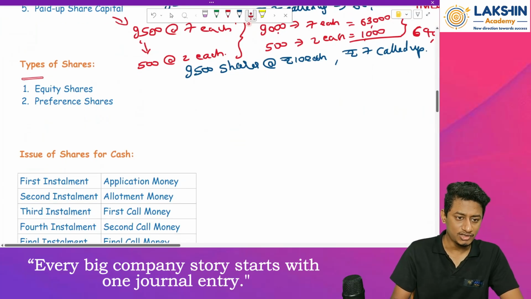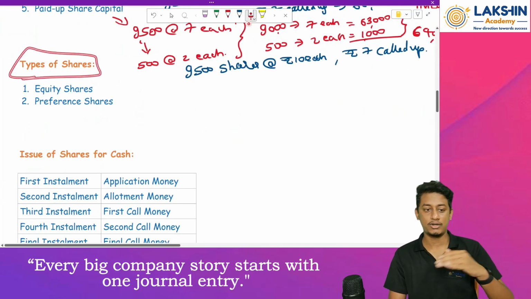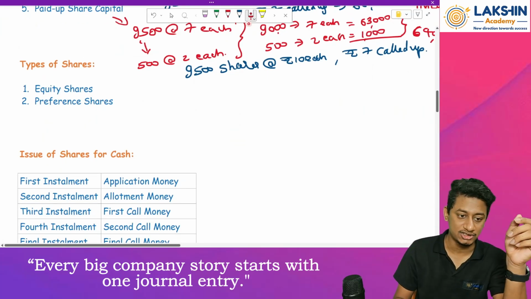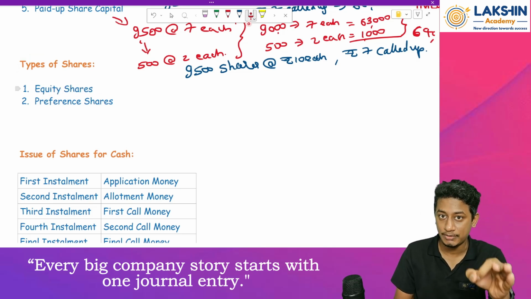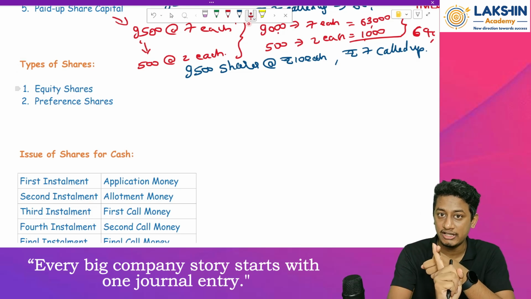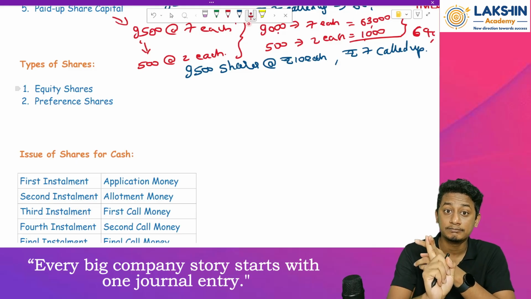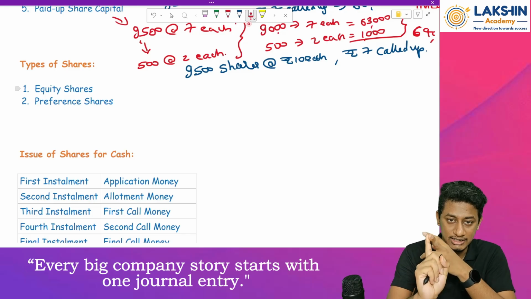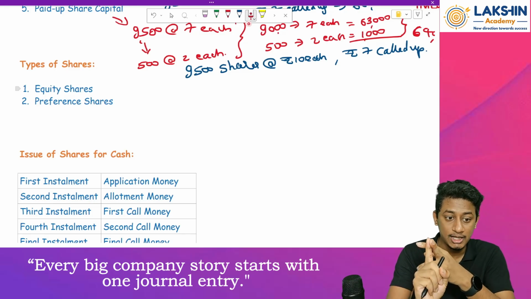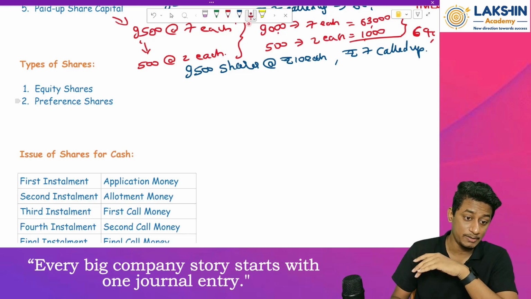Now, types of shares. I will not go in depth into it, just a glance. So what are equity shares? Equity shares are issued to the owners of the company, who will receive the dividends, who will receive the money at the time of dissolution, but not in priority. So let us understand preference shares first.